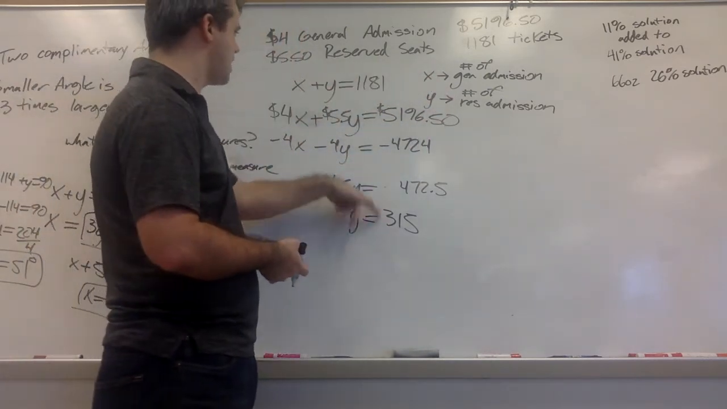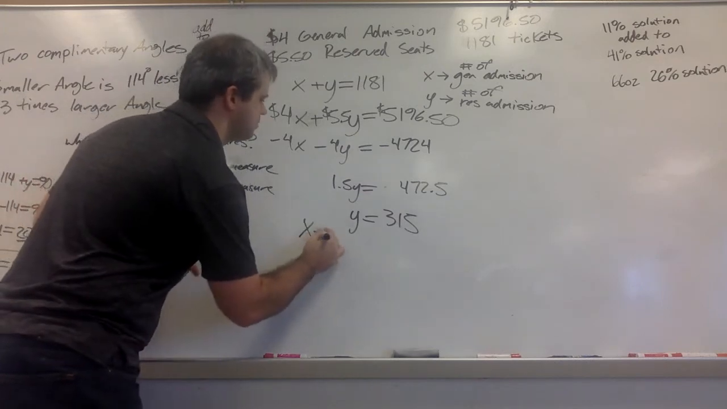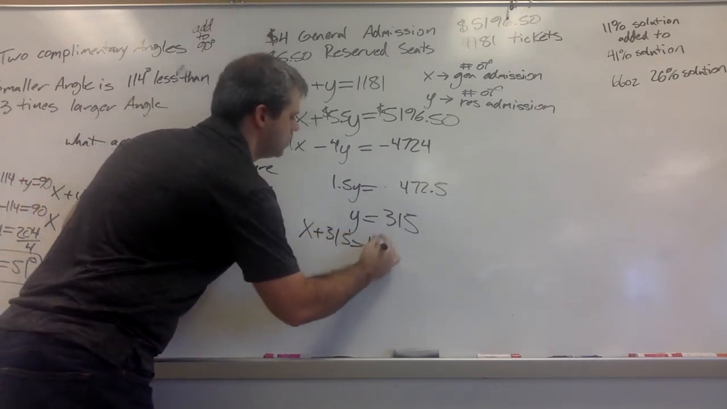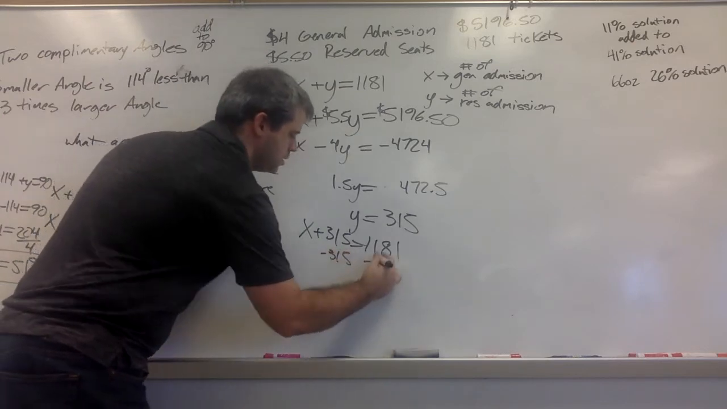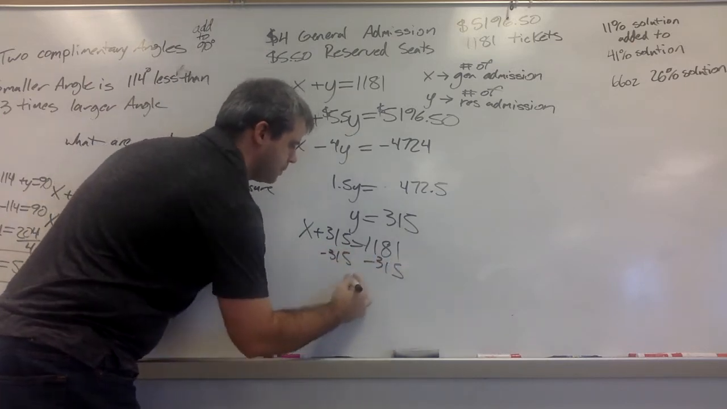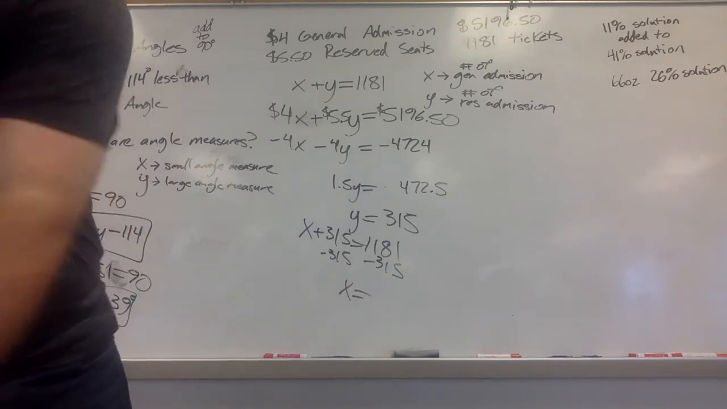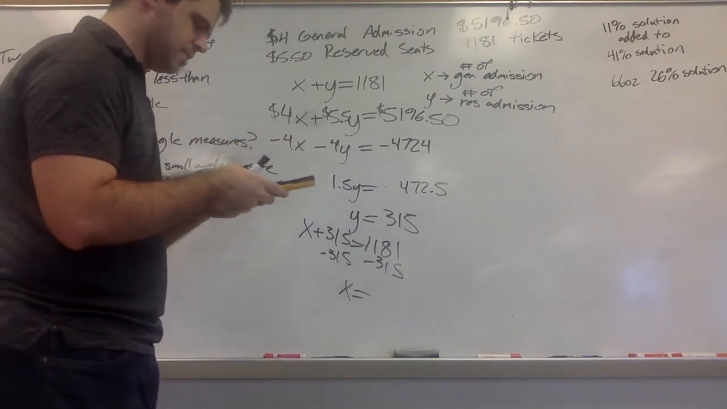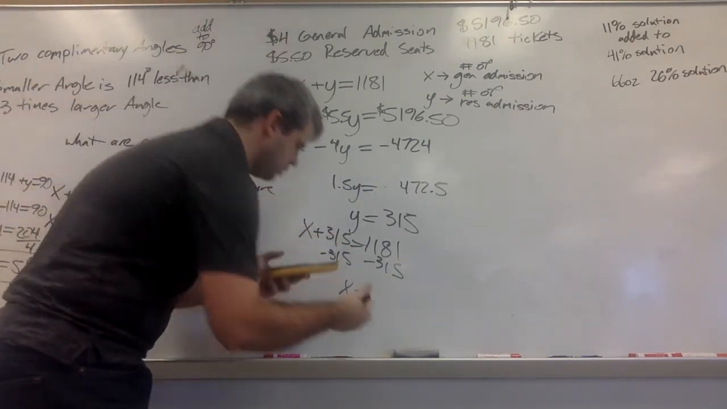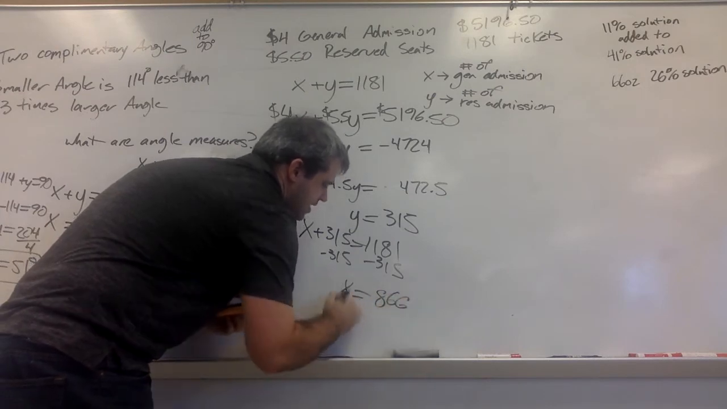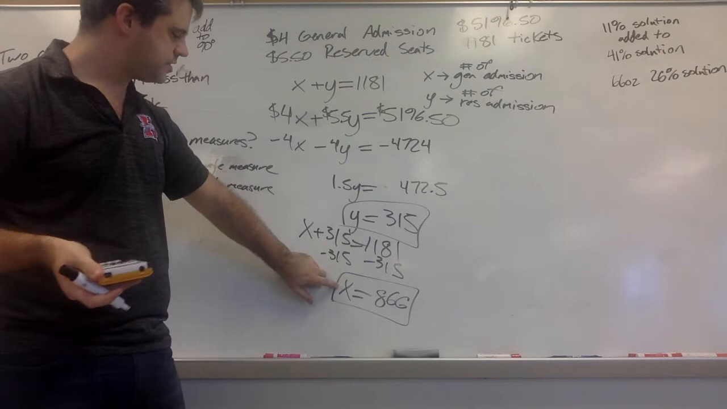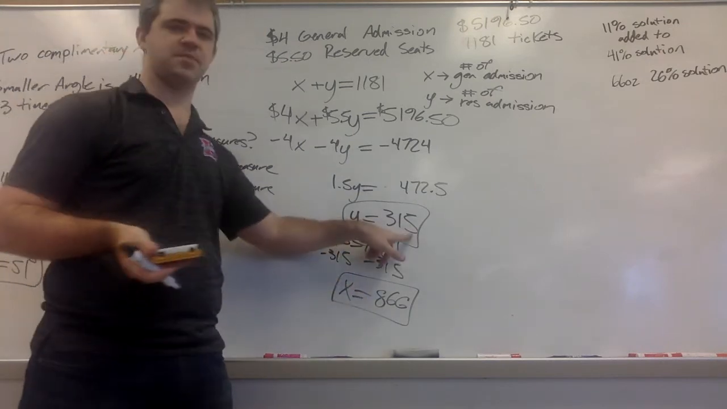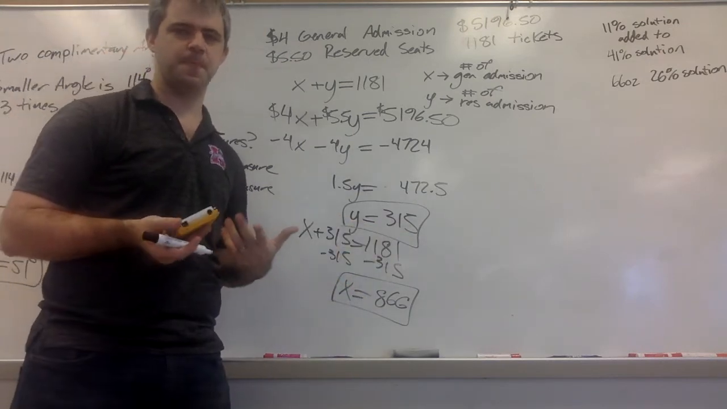So I'm going to plug this Y in right here. X plus 315 equals 1,181. So 1181 minus 315 equals 866 general admission tickets. So this is the number of general admission tickets. This is the number of reserve tickets.